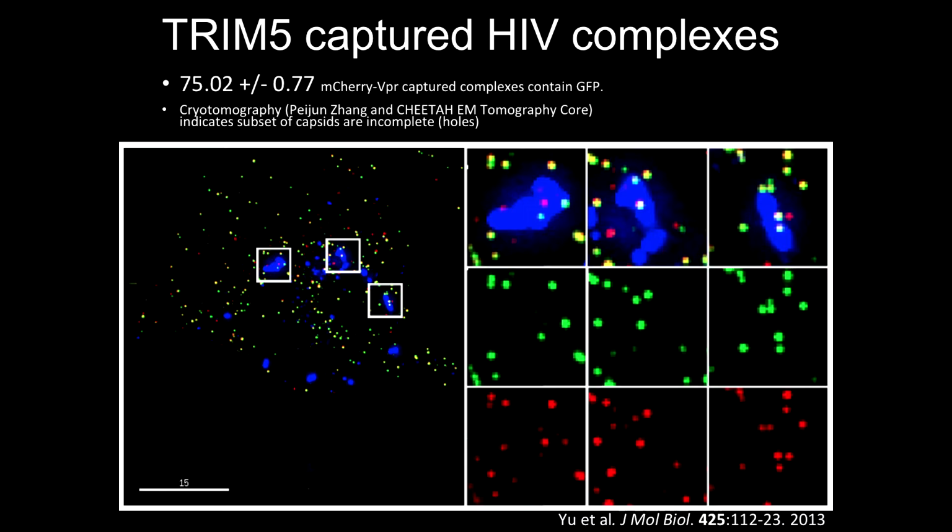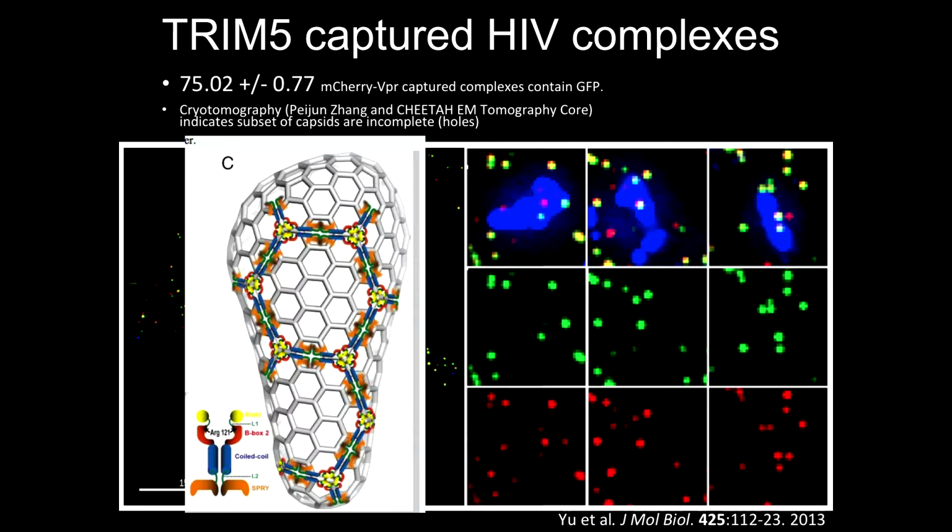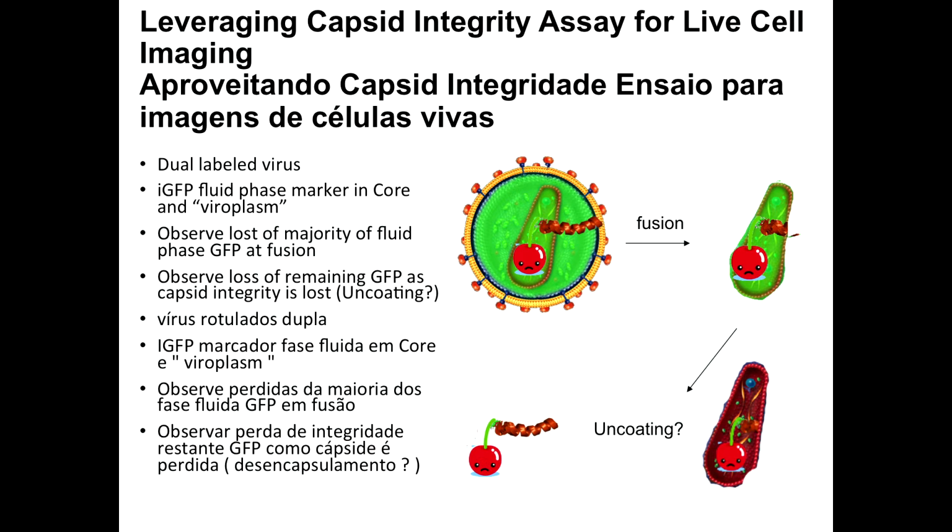And in some work, I'm part of one of the Centers for Structural Biology, the Cheetah Group. They've been presenting just amazing cryo-EM pictures of TRIM forming structures over this core, consistent with holding it together. That's what an artist said it would look like, and we can actually see it. It looks like that in those EMs. So we're going to try to leverage this capsid integrity, the ability to hold GFP in the core, and to follow this in a living cell.